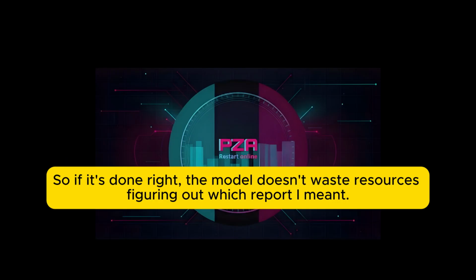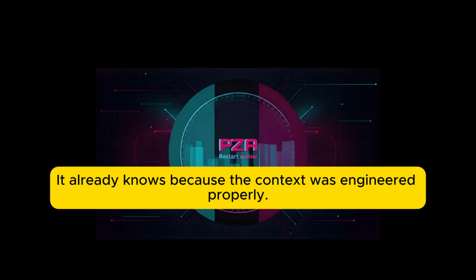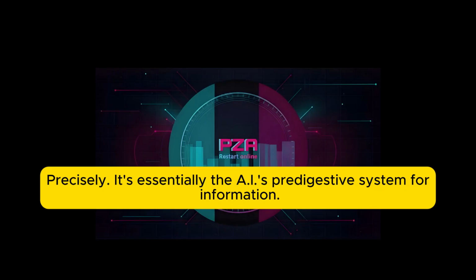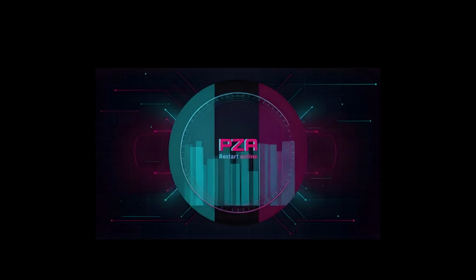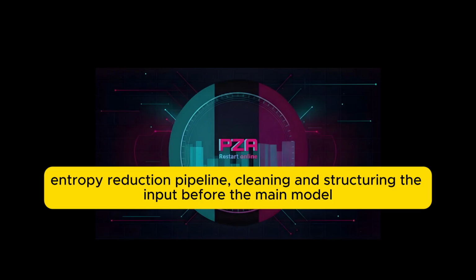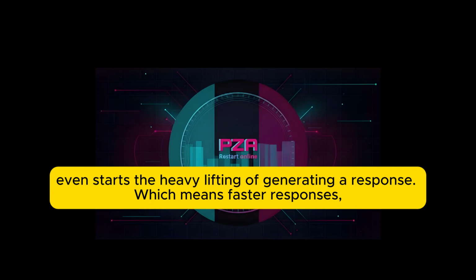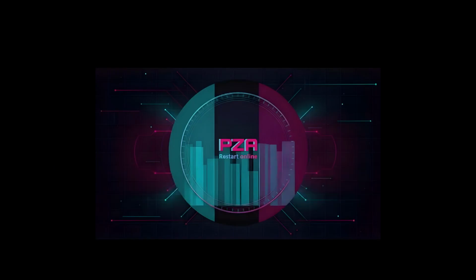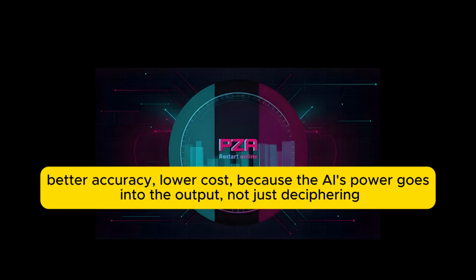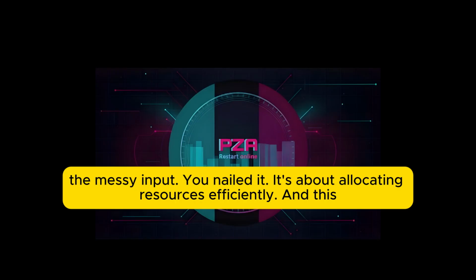So if it's done right, the model doesn't waste resources figuring out which report I meant. It already knows because the context was engineered properly. Precisely. It's essentially the AI's pre-digestive system for information. It manages that whole entropy reduction pipeline, cleaning and structuring the input before the main model even starts the heavy lifting of generating a response. Which means faster responses, better accuracy, lower cost, because the AI's power goes into the output, not just deciphering the messy input. You nailed it. It's about allocating resources efficiently.